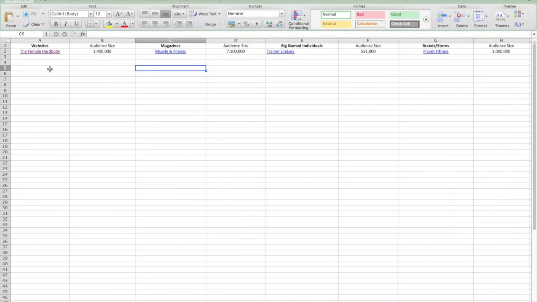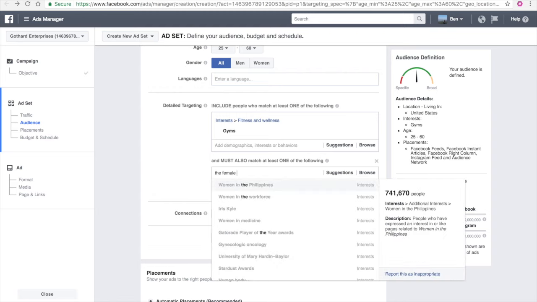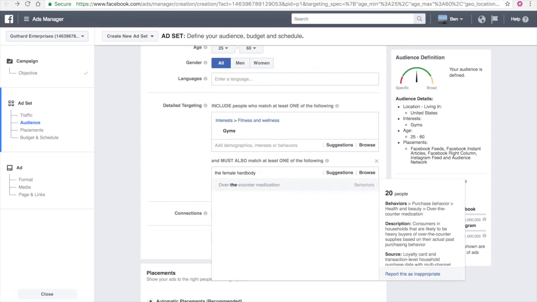Okay, so let's go over here to the female hard body. Okay, so we see now that it's not here.